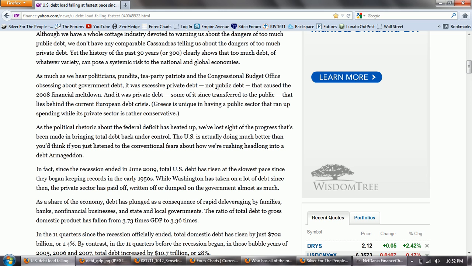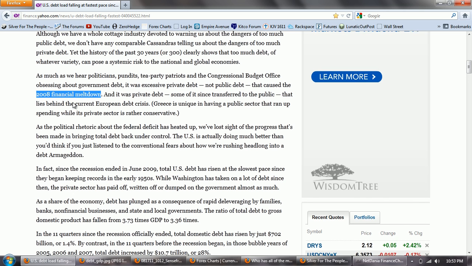So here's a huge assumption here that it was the private debt. Well, of course, the private debt, if you're talking about the people who owned the houses and the prices of those houses collapsed and they walked away from those houses, well, yes, that was private debt, but of course they were not bailed out. But the bankers who held those loans, they were bailed out. So that private debt was transferred to public debt.